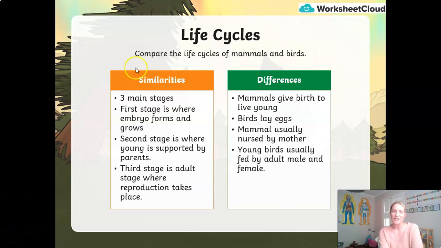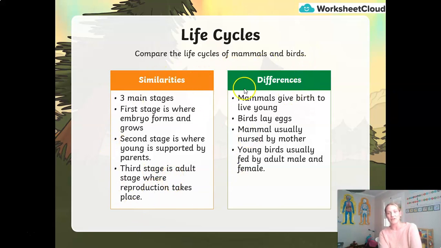Okay, so here we go. Some similarities. Well, both birds and mammals have 3 main stages in their life cycle. We saw that in the table previously. The first stage is where embryos form and grow. Now, although obviously in a bird, that embryo is in an egg, and in a mammal, it is within the mother, it's still an embryo. The second stage is where the young is supported by its parents. So both mammals and birds nurture their young, until they are independent and can stand on their own 2 feet. And the third stage is adults, where reproduction takes place. So there are the similarities.